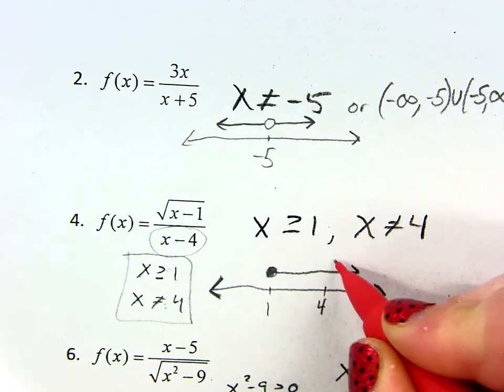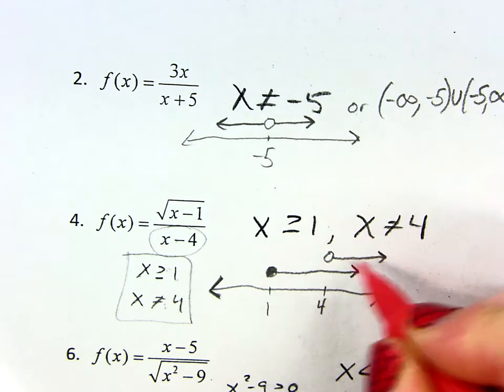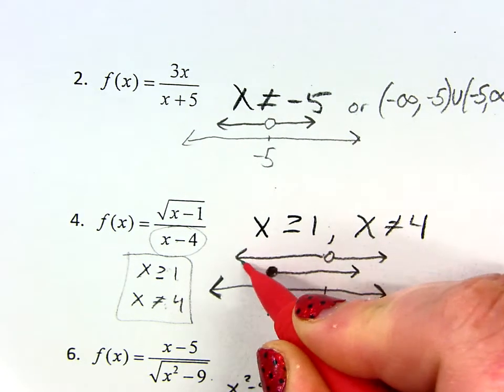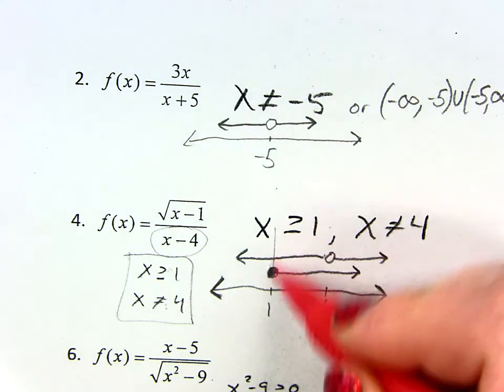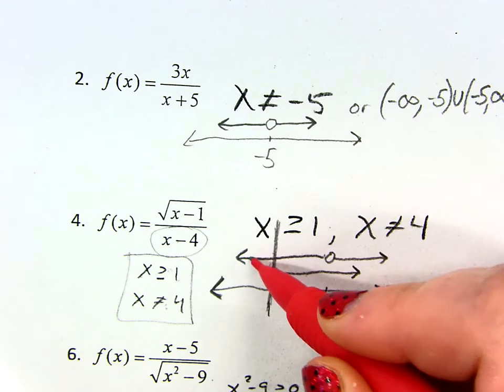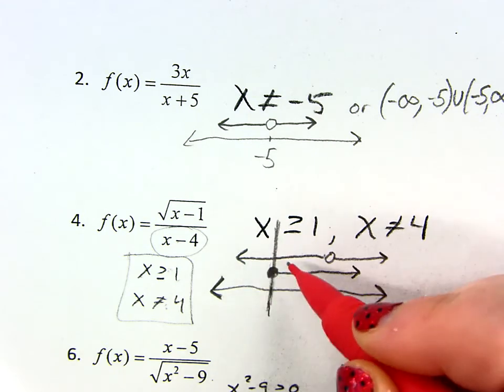But I cannot have 4 either. So here's me not having 4. So I want what works for both. Well, what works for both? It does work at 1, right? 1 works for both of them. I'm not going to include anything over here because it doesn't work for both.